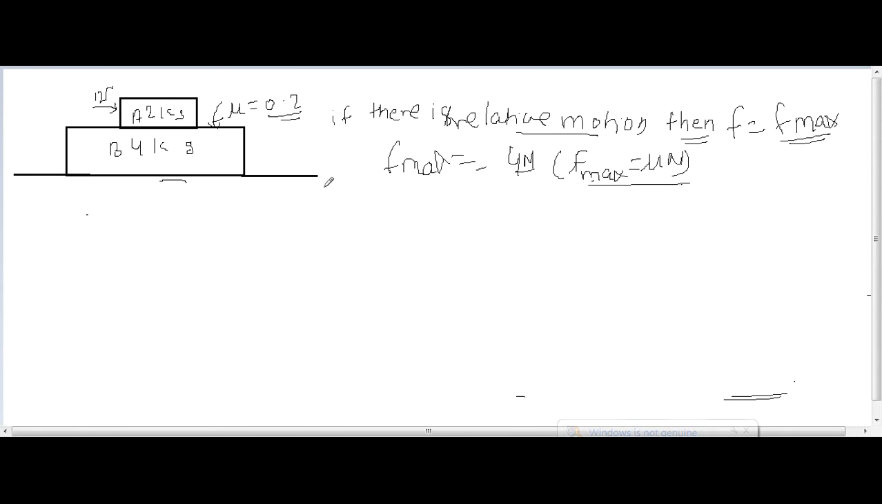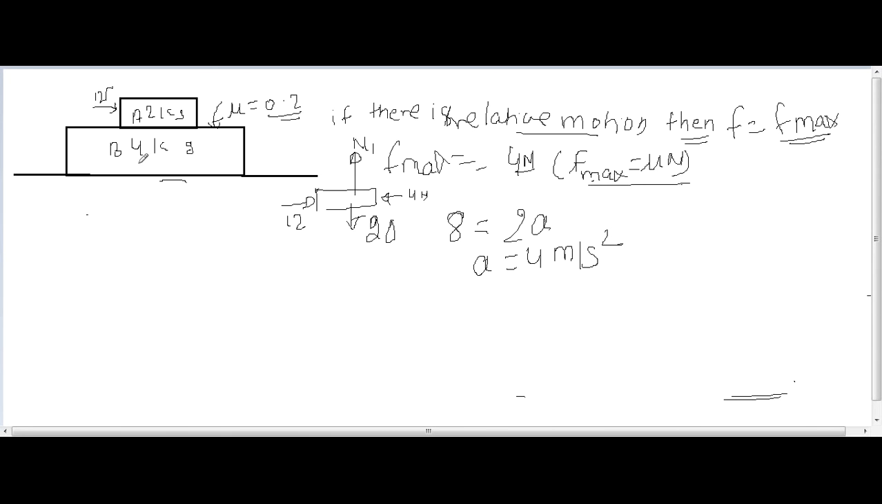If I'm going to write down the equation, draw the FBD for this block: this is mg, this is 2g, this is N1, 12, and 4 Newton. There is no motion along the vertical, so what is the net force? The net force is 4 minus 12 minus 4, this is 8 Newton. This should be equal to 2a. So what is a? A is equal to 4 meter per second square.